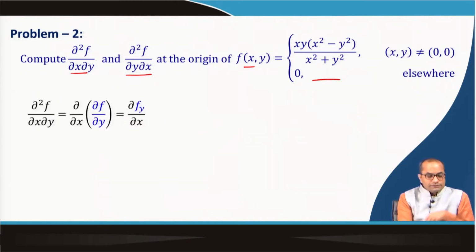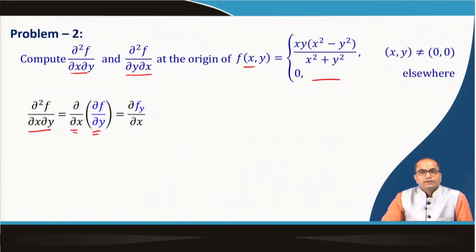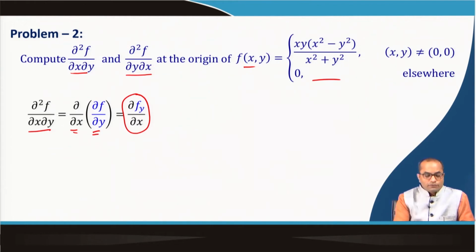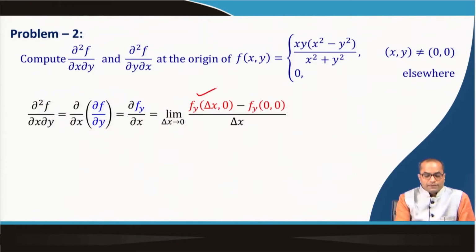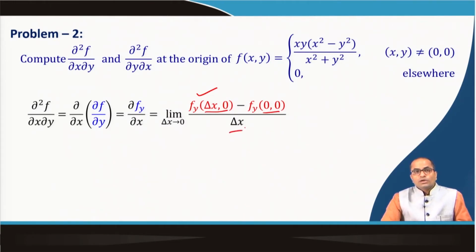So, here let us first compute ∂²f/∂x∂y, that means ∂/∂x of ∂f/∂y. Again we apply the definition for the partial derivative of order 1, just that f_y is a function now. So, as per the definition you will have f_y(Δx, 0) minus f_y(0, 0) over this Δx. So, again we need f_y(Δx, 0), and we also need f_y(0, 0). We need to compute those now.